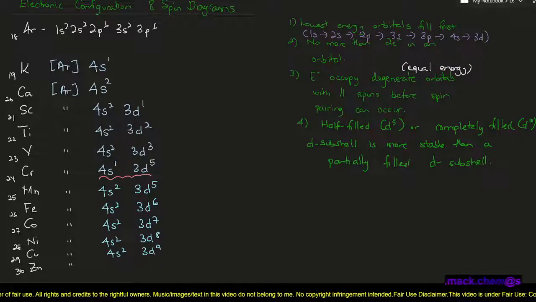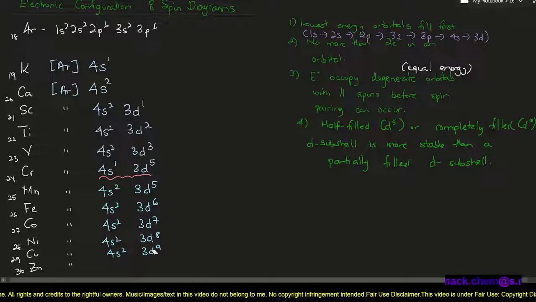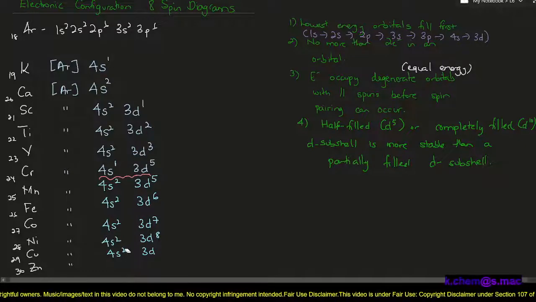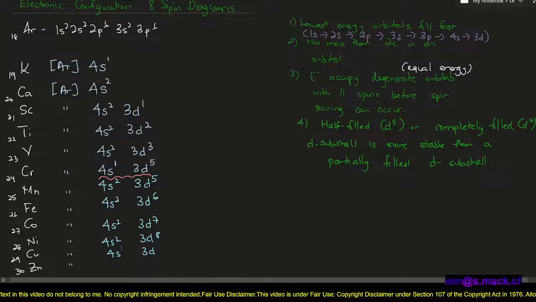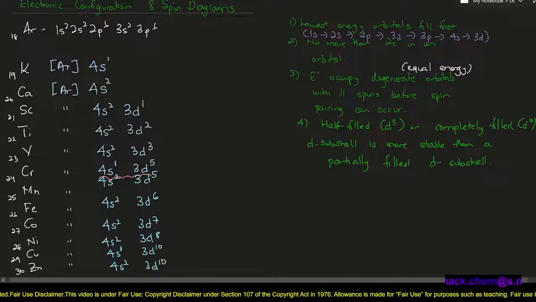However, we do have the opportunity here to create a completely filled D subshell, that is a D10 configuration. So that's exactly what we do. We take out an electron from the 4s level. This gives us 1. And the configuration would be 3d10 for copper. Right, and zinc would be as expected, 4s2, 3d10.